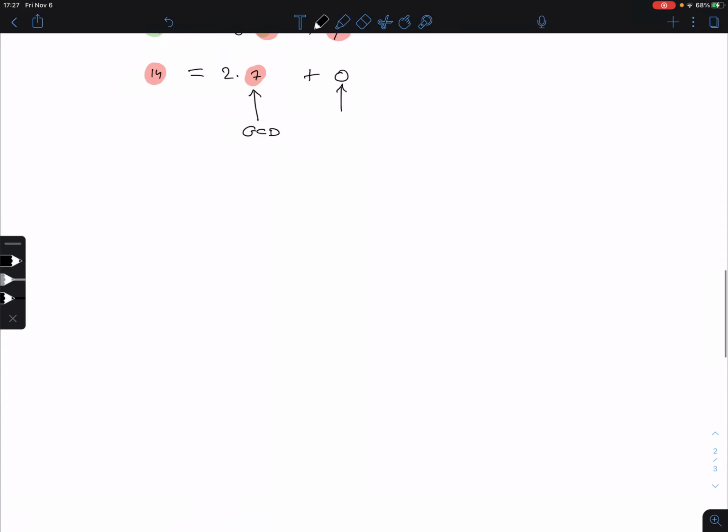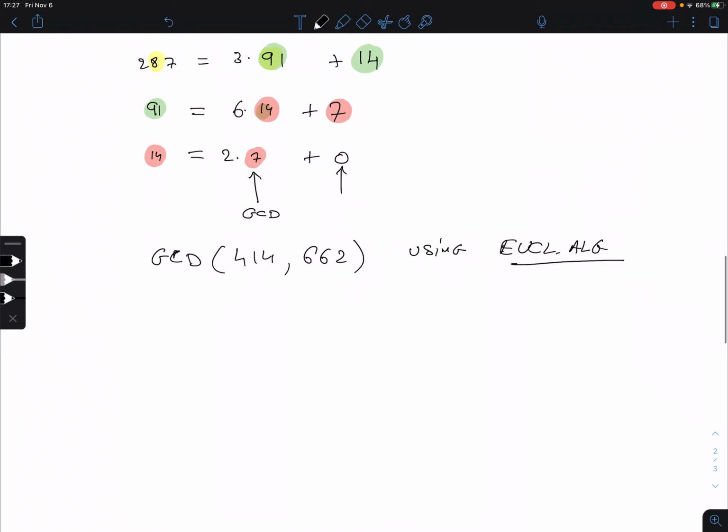Let's do the GCD of 414 and 662. Okay, we could do prime factorization, the first method, but I want to do this using the Euclidean algorithm, and I want you to learn this one. I might very well do a test on that, because it's a very important technique. We're going to have to use it all the time.